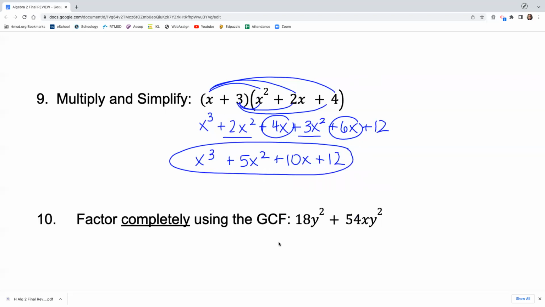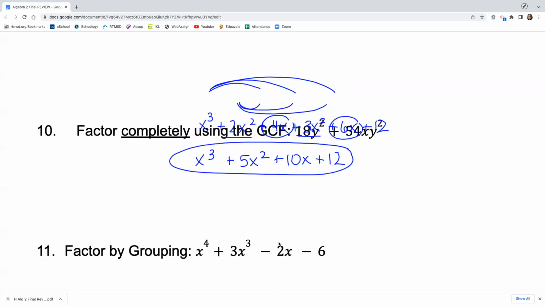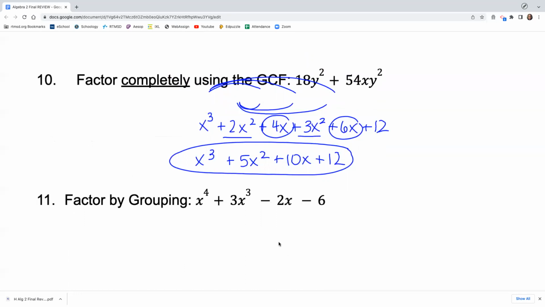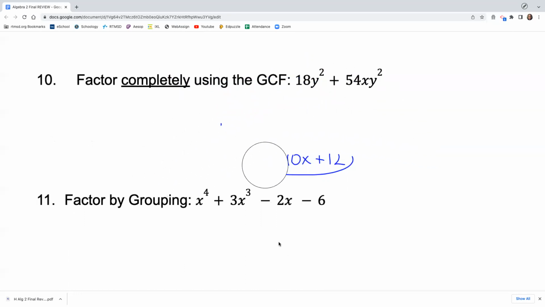All right. The opposite of multiplying out and simplifying is factoring. So for number 10, they tell us factor completely using the greatest common factor. That means the biggest thing that goes into all terms for this polynomial. The biggest thing that goes into 18y squared plus 54xy squared is not going to be just like 9. Yes, you can take a 9 out of both of those terms and you can have a factored answer, but factoring completely means take the biggest thing out.